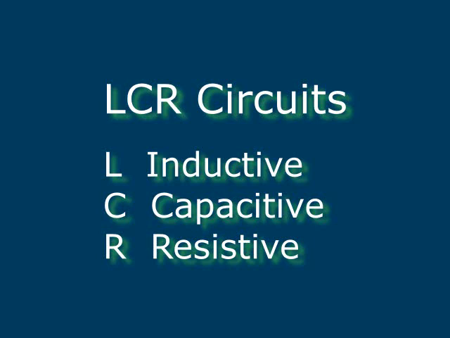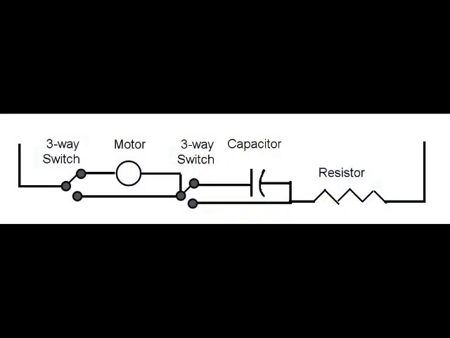Let's talk about LCR circuits: inductive, capacitive, and resistive circuits. This diagram shows how our circuit is laid out. We have a motor, a capacitor, and a resistor all wired in series. A three-way switch controls whether the circuit goes through the motor or around it, and a second three-way switch controls whether the circuit goes through the capacitor or around it. The circuit always goes through the resistor.